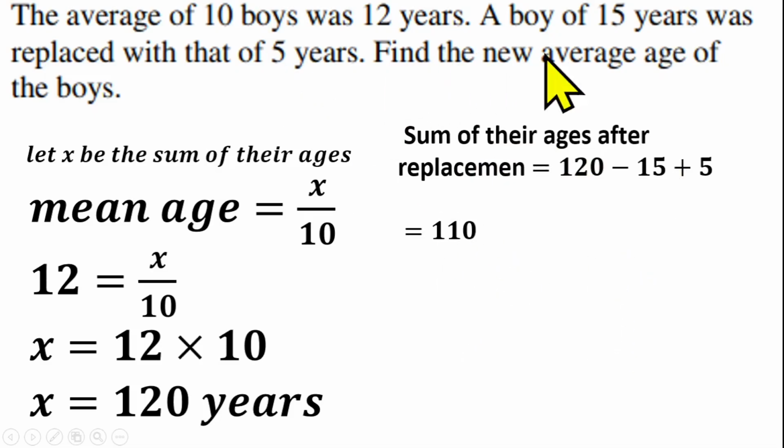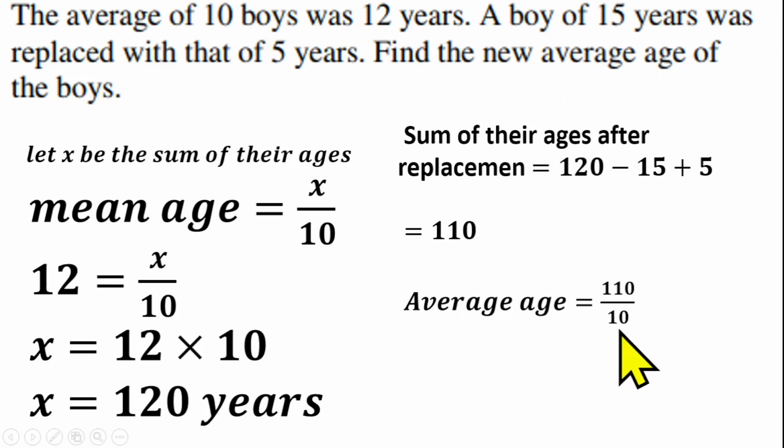Then to find the new average of the boys, we should be having 110 divided by 10 of them, and that should give us 11 years. So the new average of the 10 boys will now be 11 years after removing 15 years from the sum of their ages and replacing it with 5 years. So the new mean will now be 11 years. So that's the solution to that question also.